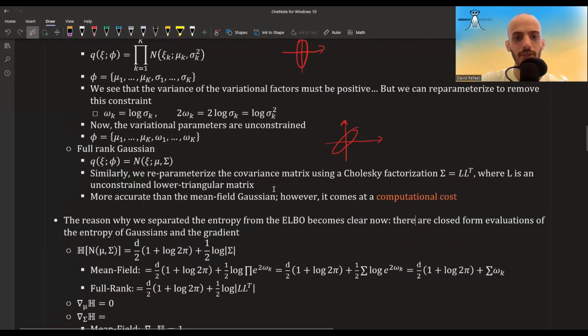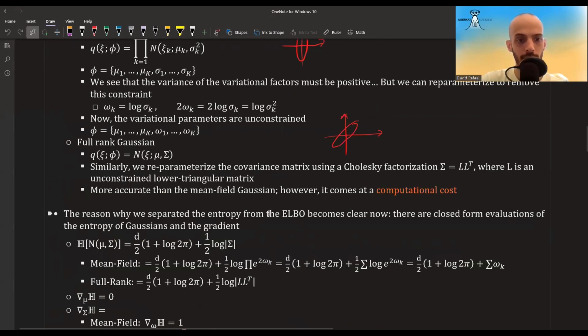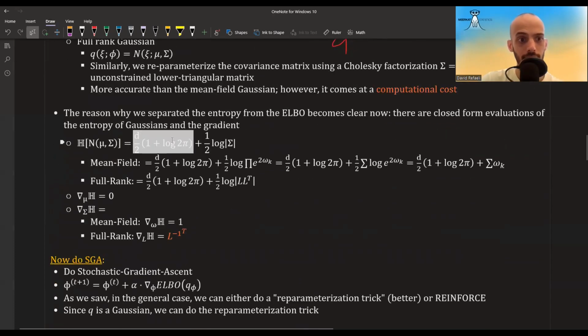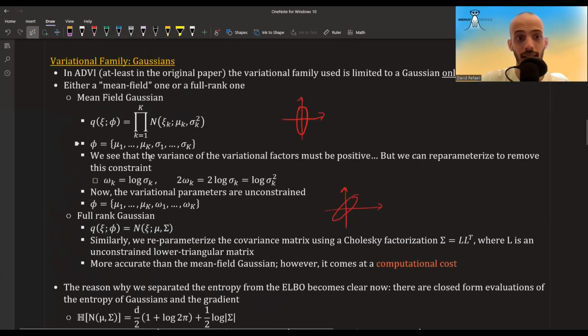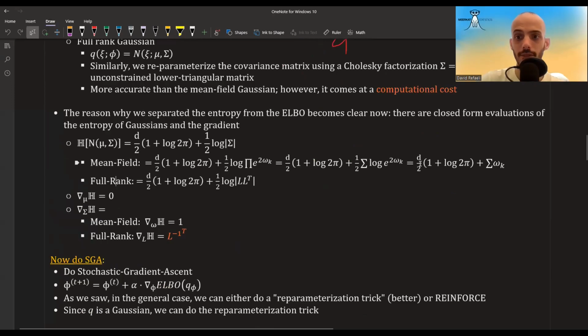Okay, and because we are using Gaussians, the reason why we separated the entropy here becomes clear. There are closed form evaluations of the entropy and its gradient. So the entropy of a normal distribution looks like this. For the mean field, if we calculate it, we arrive here. For the full rank, we just replace the sigma with LL transpose. Now the derivatives of the entropy with regards to the parameters that we are interested in, the parameters of our variational family. So again, the parameters are the mu's and the variance parameters. With regard to mu, it's 0, right? This does not depend on mu, and neither is this.